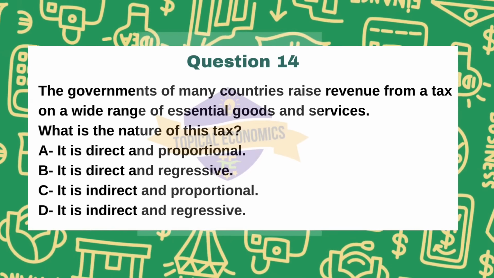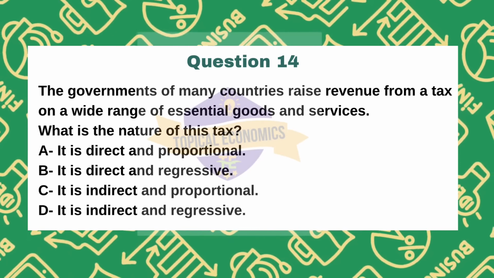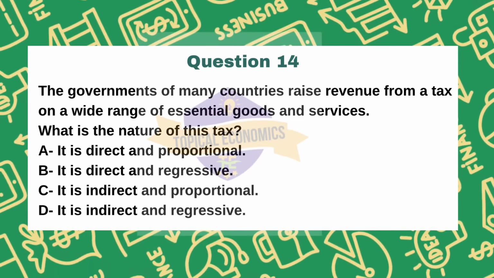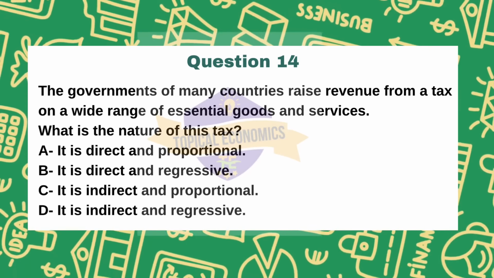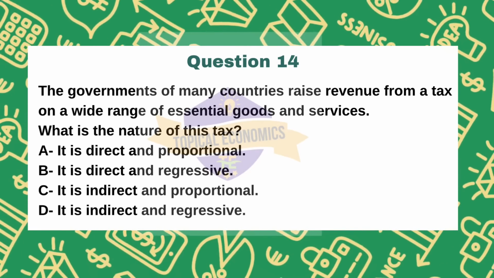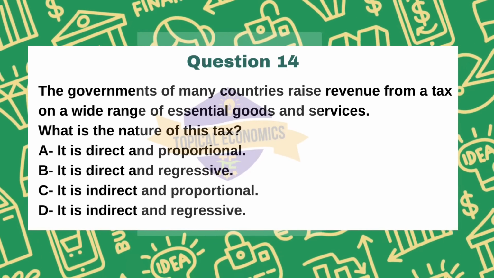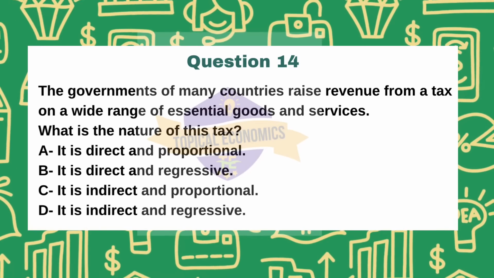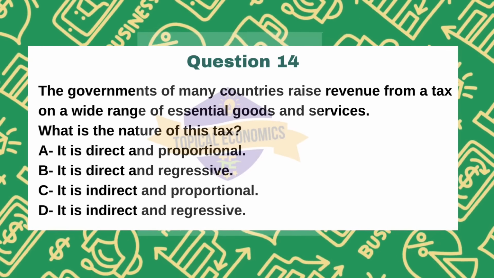Analyzing the other options. Option A. It is direct and proportional, refers to taxes that are levied directly on income, like income tax, and proportional means the rate stays the same across income levels. This does not describe taxes on goods and services. Option B. It is direct and regressive. Direct taxes are levied on income or wealth, not on consumption. Essential goods taxes are indirect.